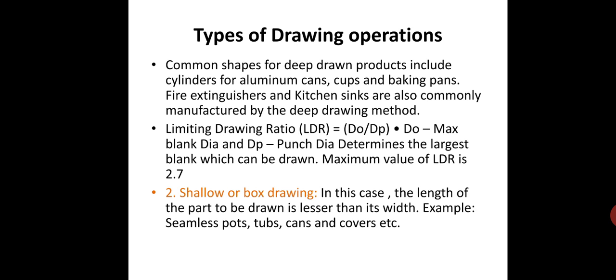And the second operation in drawing is the shallow or box drawing. In this case, the length of the part to be drawn is less than its width. It is the vice versa of deep drawing. Examples: seamless pots, tubs, cans, covers, etc.